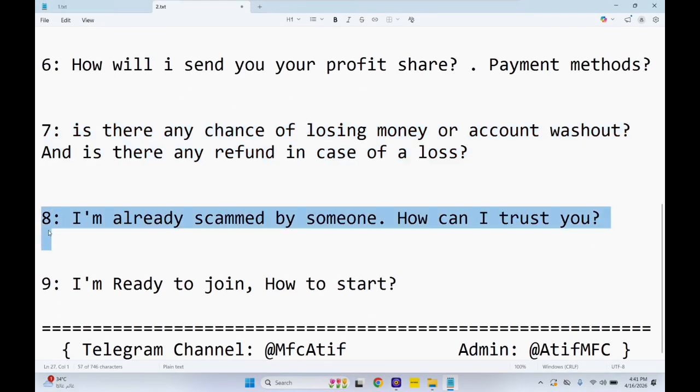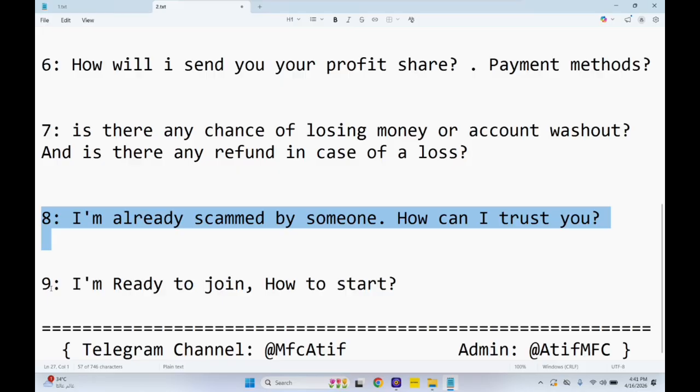Question number 8 is, I'm already scammed by someone. How can I trust you? So guys, it's a very important question because there are a lot of scammers and fake account managers on the social platforms, and they are scamming people by using big lots without following risk management. And maybe they will give you some big profits, but they can't make consistent and long-term profits. And one day they will blow your account by taking high risk on your account.